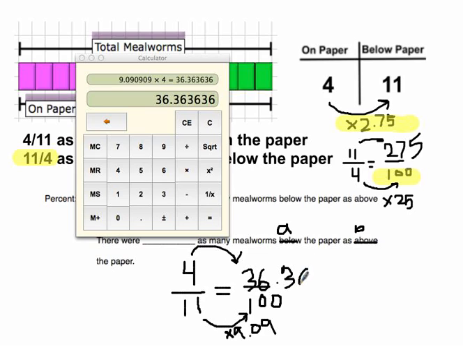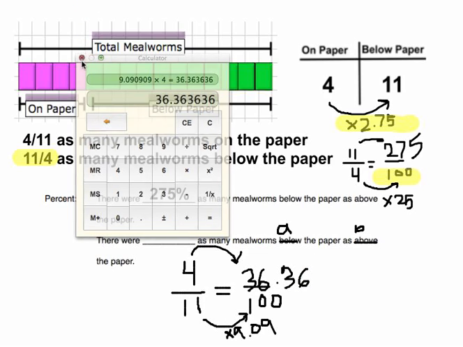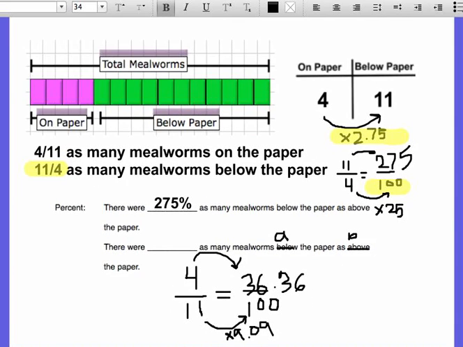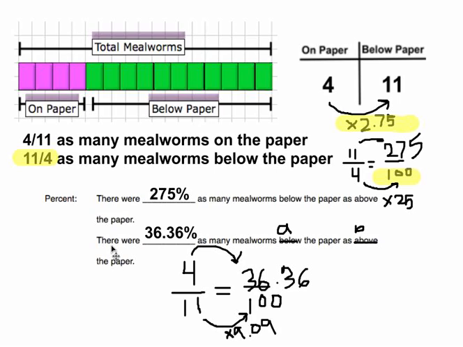So 4/11ths is the same thing as 36.36 100ths. But we don't need to call it that as a fraction anymore because once the denominator is 100, we can just call it percent. So there were 36.36% as many mealworms above the paper as below the paper. So now you've represented this relationship as a fraction, a decimal, and a percent. And hopefully you have the brain flexibility to move between each one of those representations.